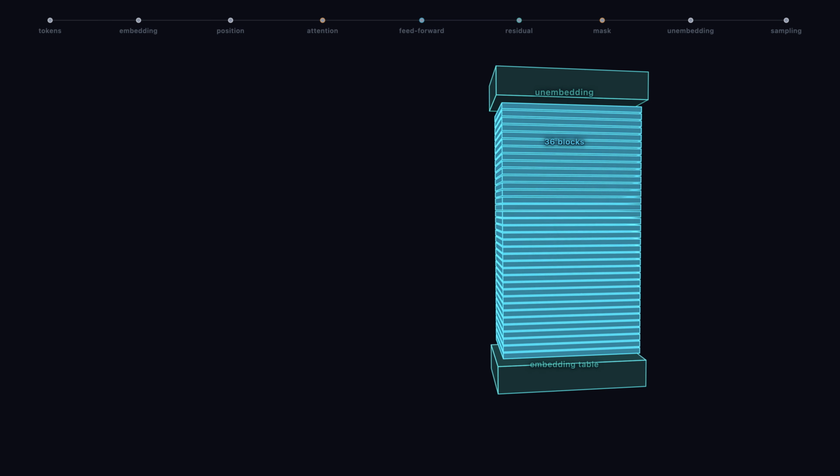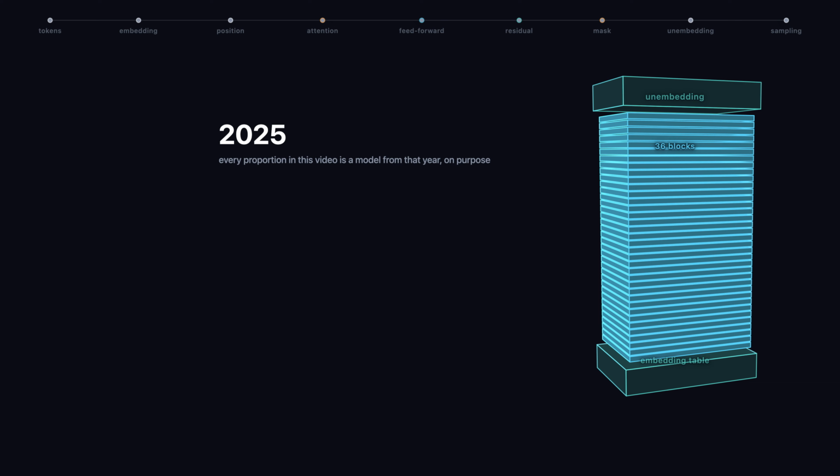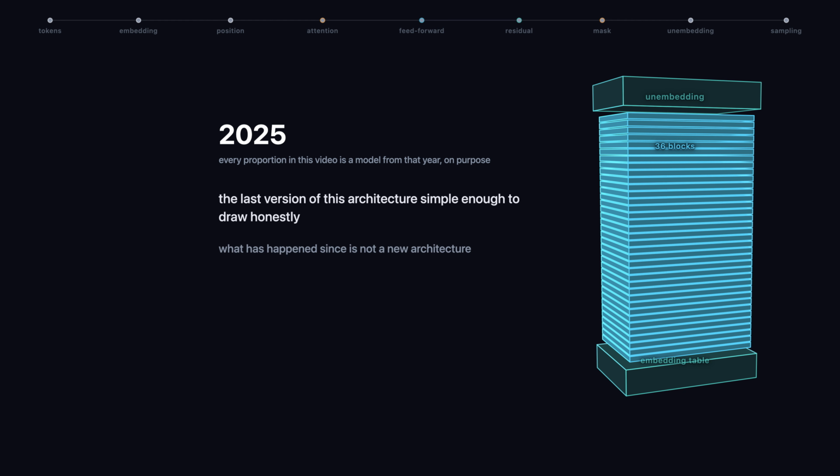Everything I have shown you is the shape of a model from 2025, and I have been calling that deliberate. Here is why. It is the last version of this architecture simple enough to draw honestly. What has happened since is not a new architecture. It is 3 swaps into the object you are now looking at.